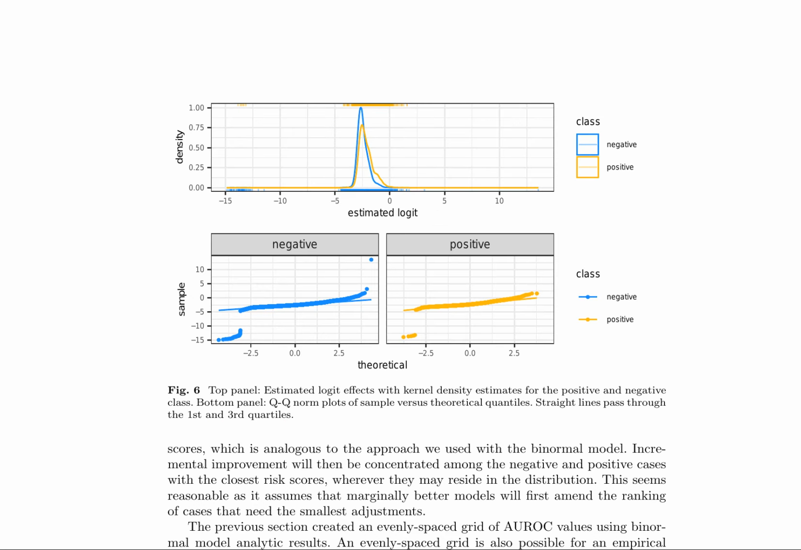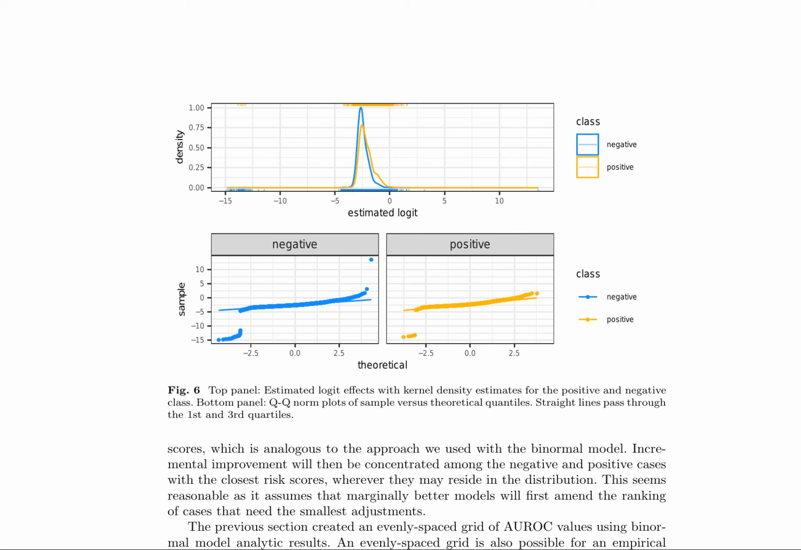Researchers have developed a method for incrementally improving the area under the receiver operating characteristic curve, AUROC, by adjusting risk scores in a classifier. This approach is analogous to the binormal model, focusing on improving the ranking of cases with the closest risk scores. Figure 6 illustrates the estimated logit effects with kernel density estimates for the positive and negative classes, as well as QQ norm plots of sample versus theoretical quantiles. This visualization helps identify areas where the model can be improved.